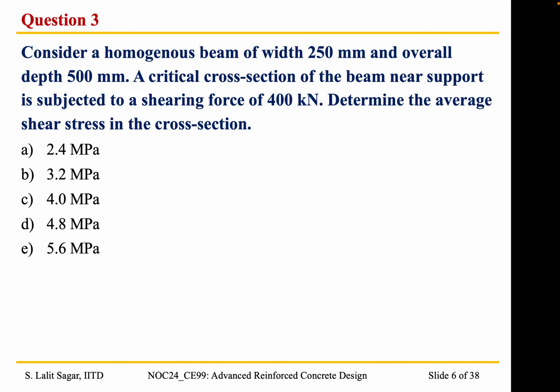So we have a numerical here. Consider a homogeneous beam of width 250 mm and overall depth of 500 mm. A critical cross section of the beam near the support is subjected to a shearing force of 400 kilonewton. So what would be the average shear stress in the cross section? Kindly take 30 seconds to 1 minute to answer this question.